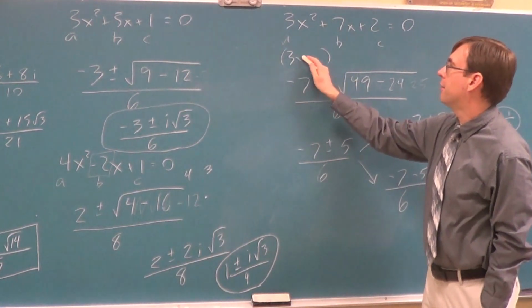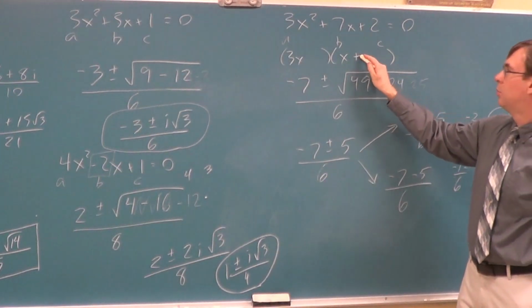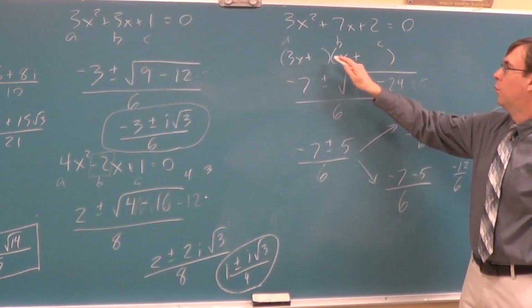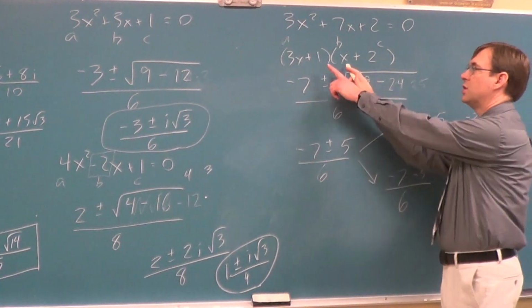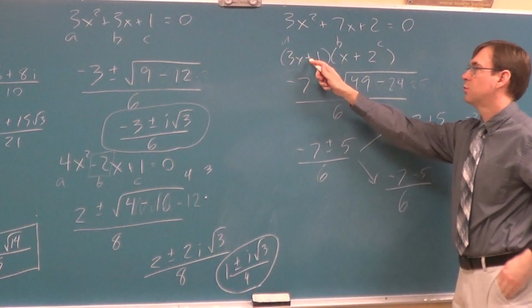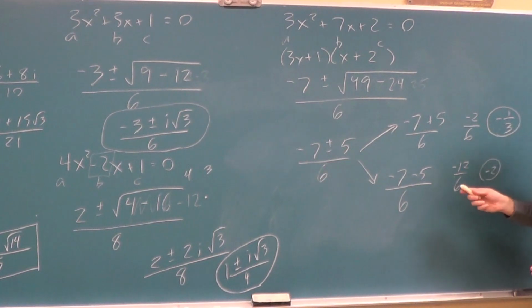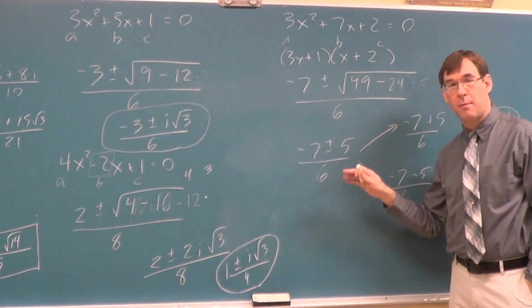We could have gone 3x, signs, pluses, 1, 2. 1, 2. If we check it, 1x plus 6x makes 7x. This would have given us the -1/3. This would have given us the -2. That would have been fine. In the homework, there are some that factor.